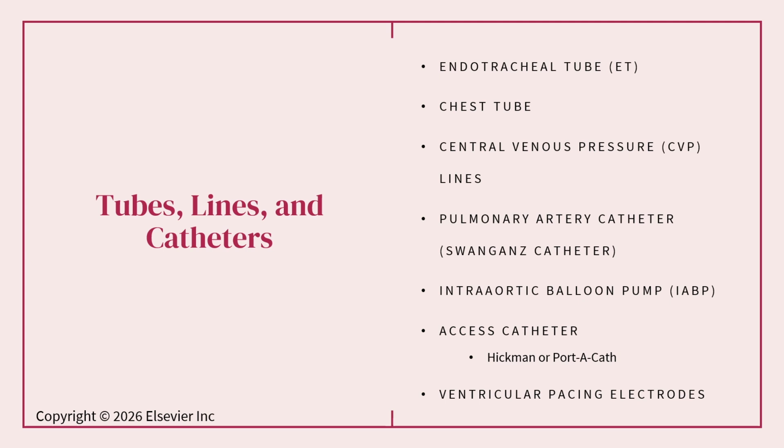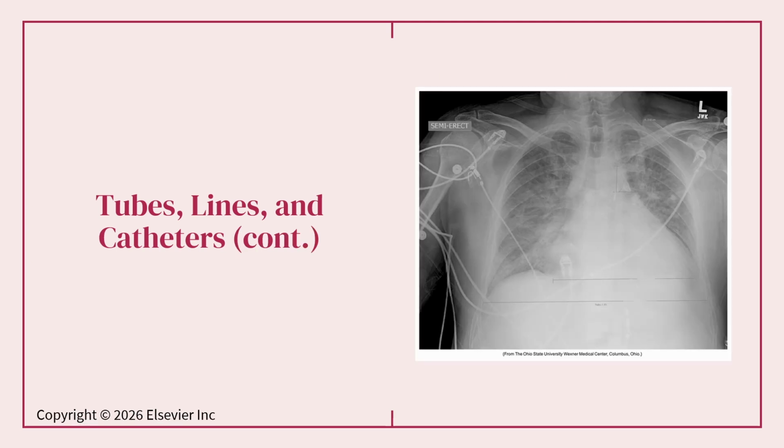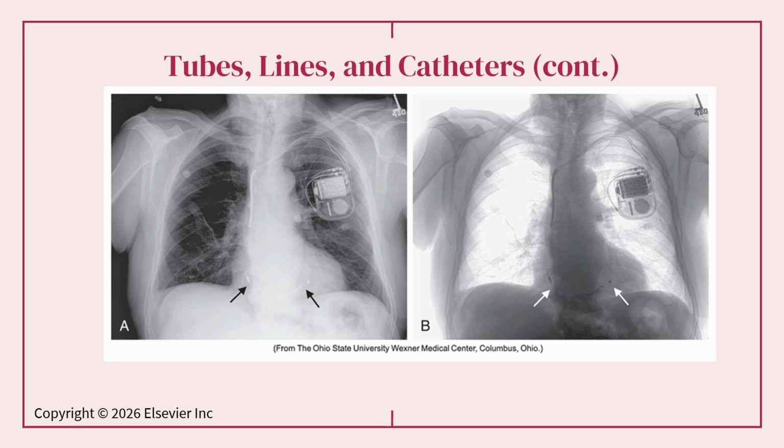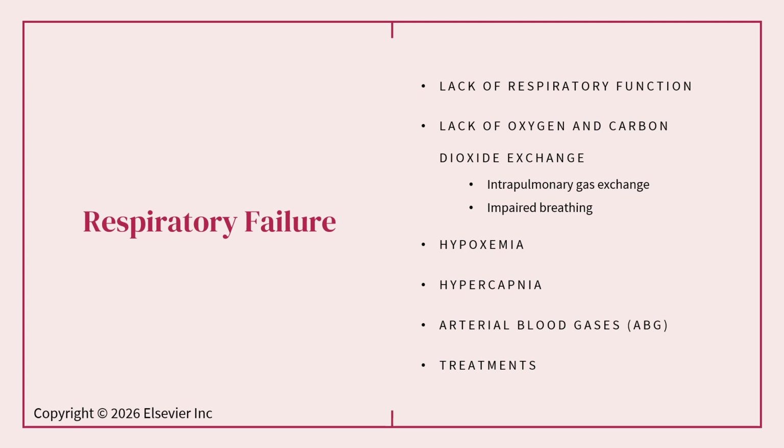A few other tubes that we have are central venous pressure, CVP lines, pulmonary artery catheter, intra-aortic balloon pump, access catheter, and ventricular pacing electrodes. This picture is demonstrating a portable AP chest x-ray with an intra-aortic balloon pump placement. And these are portable chest x-rays taken after a pacemaker insertion and demonstrating proper placement of lead wires, which are indicated by the arrows.